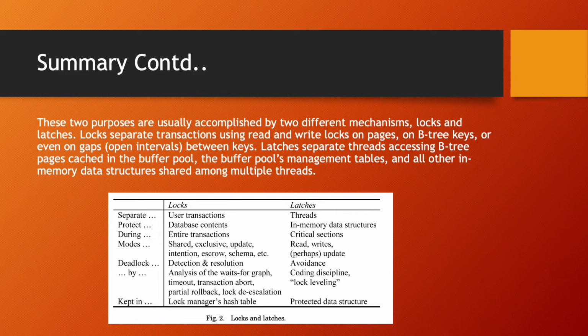These two purposes are usually accomplished by two different mechanisms, that is locks and latches. Locks separate transactions using read and write locks on pages, on B-tree keys, or even on gaps between keys. Latches separate threads accessing B-tree pages cached in the buffer pool, the buffer pool's management tables, and all other in-memory data structures shared among multiple threads. The difference between locks and latches is presented in the table.